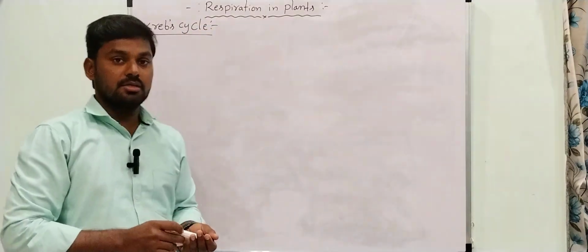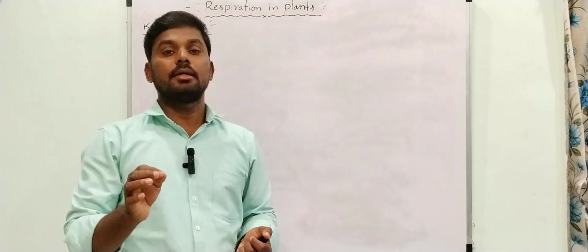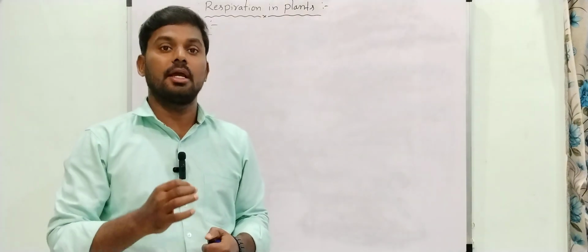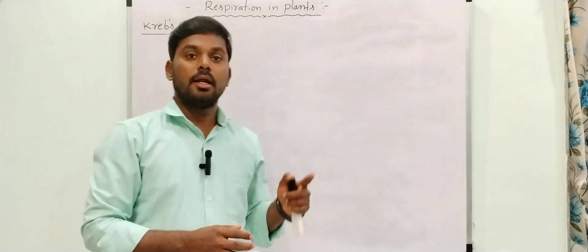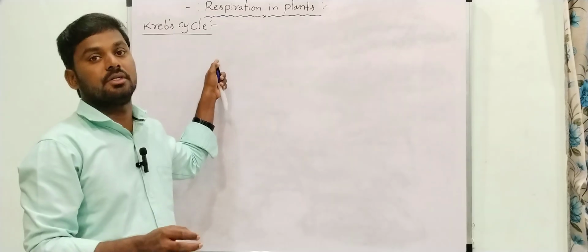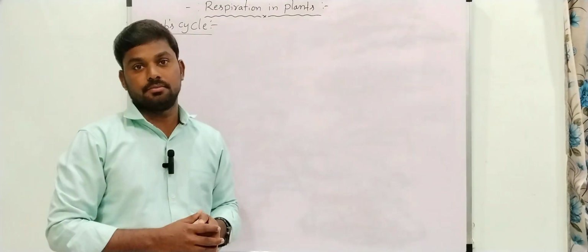So in the previous class, we already discussed the glycolysis process. That is also a most important 8 marks question from the IP examination point of view. And in this chapter, the Krebs cycle is also a most important 8 marks question.